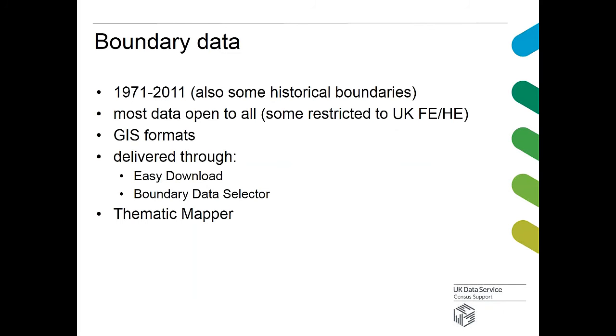Okay, so as well as aggregate data, we also have boundary data, and we have 1971 to 2011 boundary data for not just census boundaries, actually, but other ones as well. In fact, some of them go further back in time. Most of this data is open. Some of the older stuff is restricted to UK academia, that's higher education. It's in a variety of GIS formats, such as shapefile, and it's delivered through two main applications: easy download, where you just get everything for a single country, and a boundary data selector where you can filter through and select the geographies. We also have an application called Thematic Mapper, where you can do some simple choropleth maps as well.